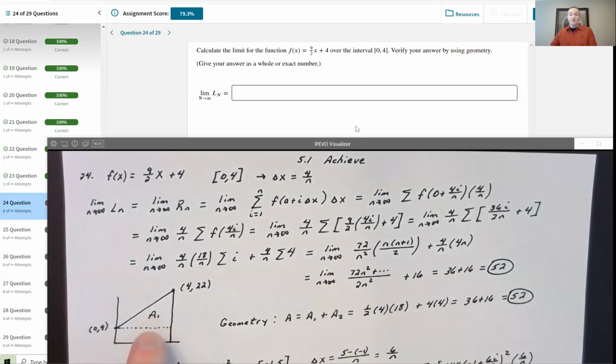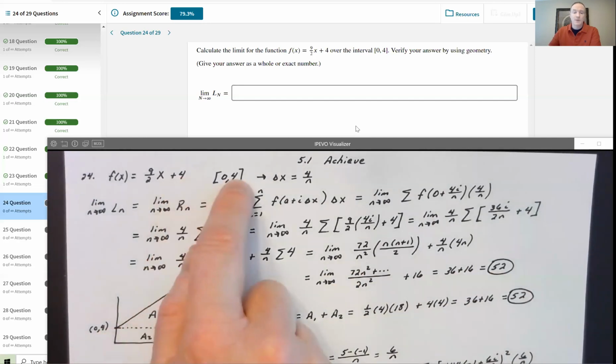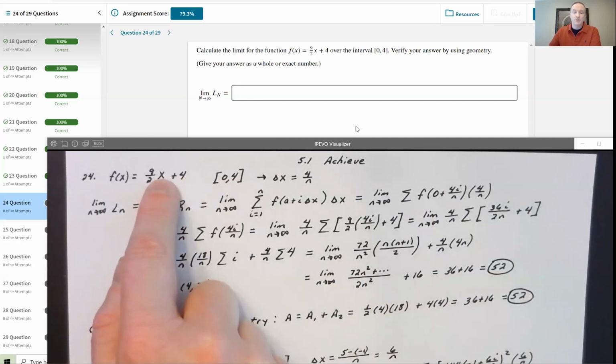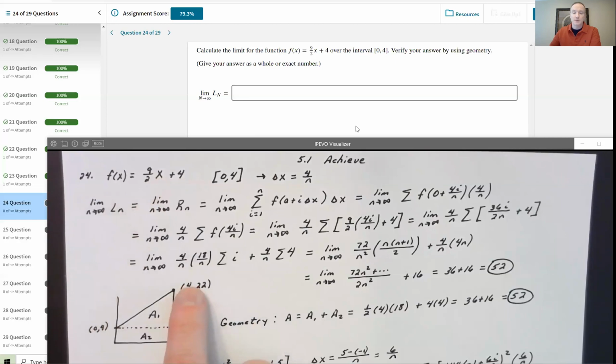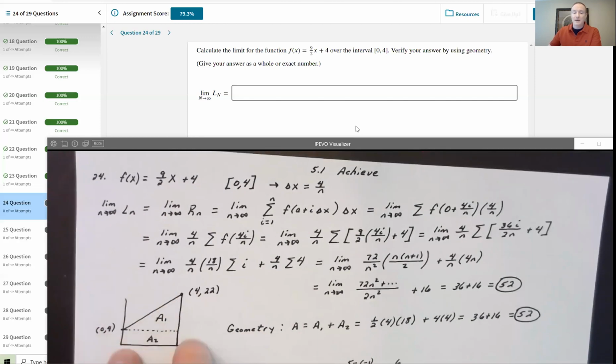Now, it asks us to verify this with geometry, so I drew out the function 9/2 x plus 4. At x equals 0, obviously the y value is 4. That's your y-intercept. When you plug a 4 into that equation, you get 9 over 2 times 4, same thing as 9 times 2 is 18, plus 4 is 22. So this function is going to start at (0, 4). It's going to go to (4, 22). We need the area underneath it.